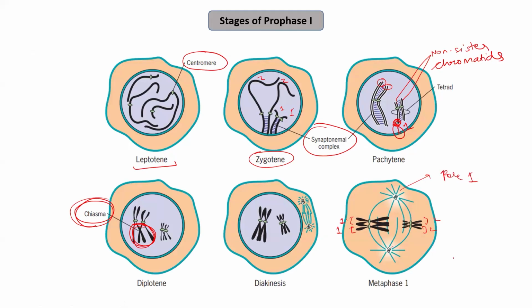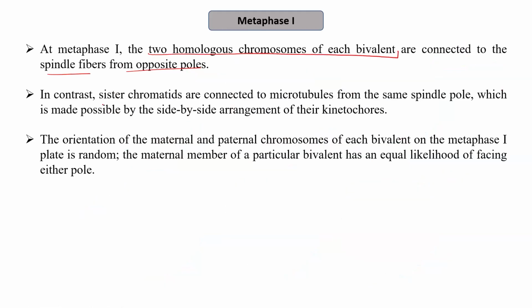This is pole 2. So these two get attached to the two different spindle poles so that in the next phase, these two can migrate towards the opposite pole. In contrast, you can see that the sister chromatids are still connected to the microtubules from the same spindle pole.